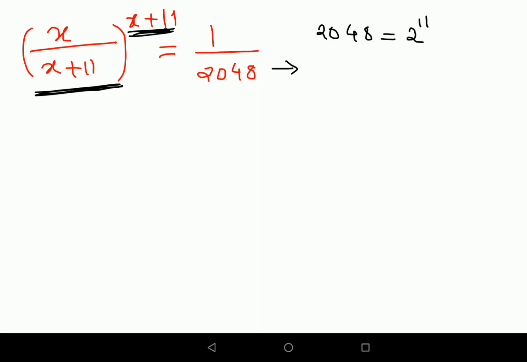So now understand, I can write 1 upon 2048 as nothing but what? 1 upon 2 raised to 11. And this 1 can also be written as what? 1 raised to 11, right?